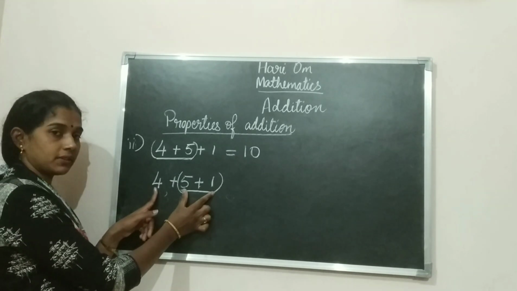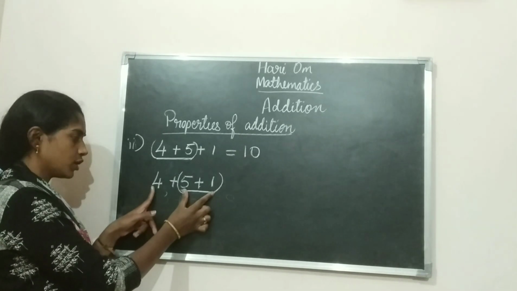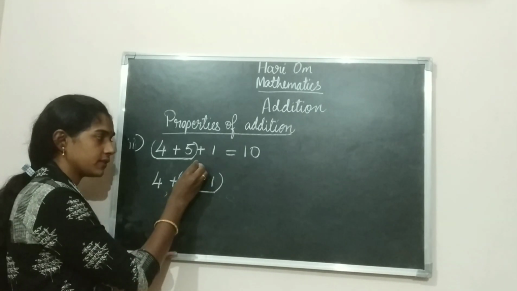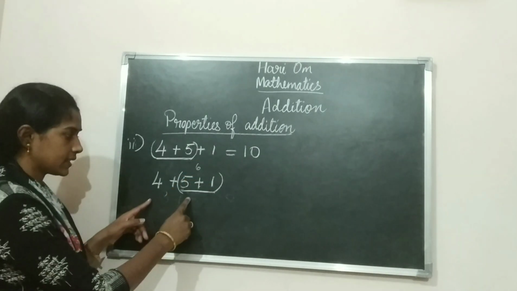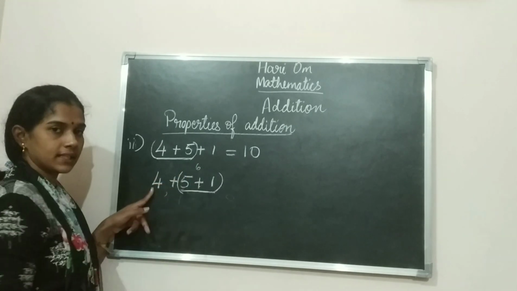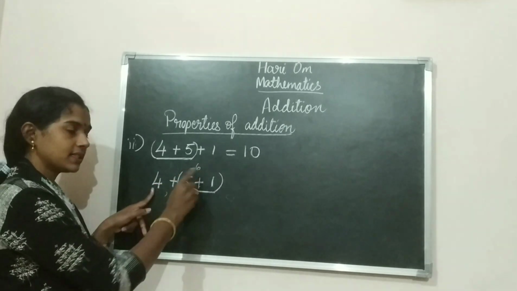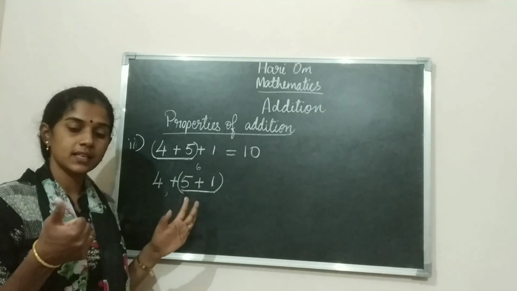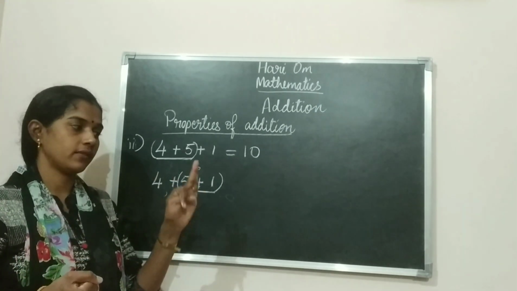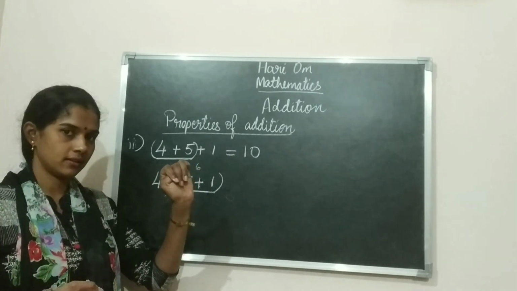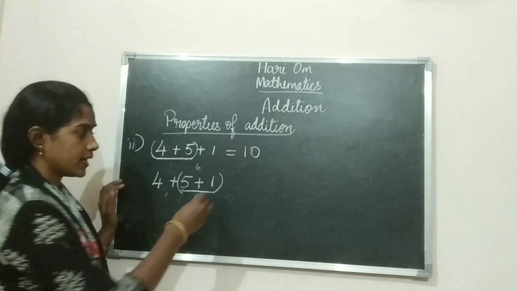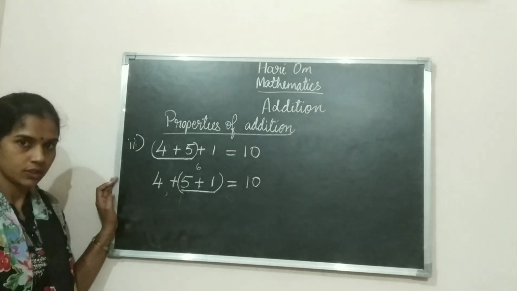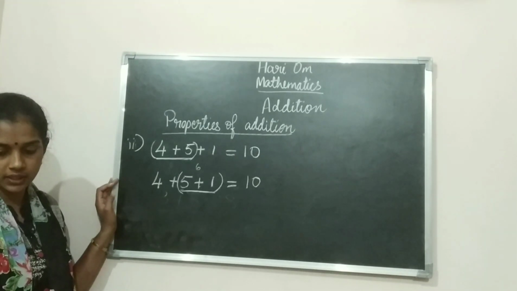So what is the left out number over here? 4. So 4 plus, adding these two numbers, what is the answer we got? It is 6. So 4 plus 6 now. After 4, 6 numbers: 5, 6, 7, 8, 9, 10. So what is the answer? It is 10 again. So understood this property, children?